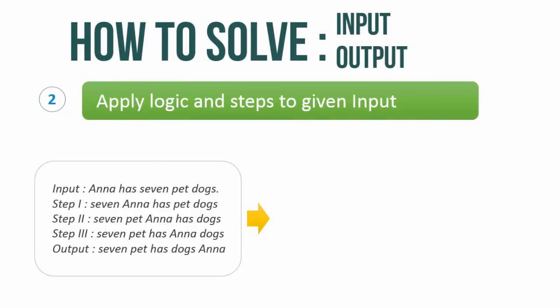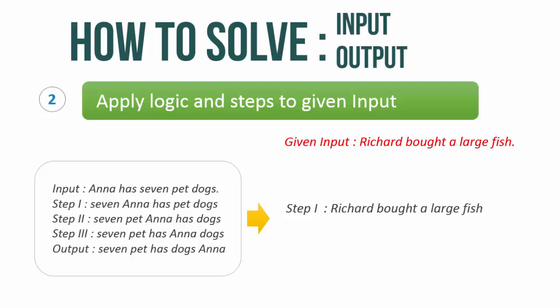Next, now that you have your logic and you know what steps to go through, you apply it to a given input. Now let's say the given input is a sentence, Richard bought a large fish. Going by the same logic as in the example, step 1 becomes Richard bought a large fish. That is, you go through the entire sentence, pick the word that comes last alphabetically, and bring it to the front. That is Richard, so it remains in the front. Step 1 is Richard bought a large fish.